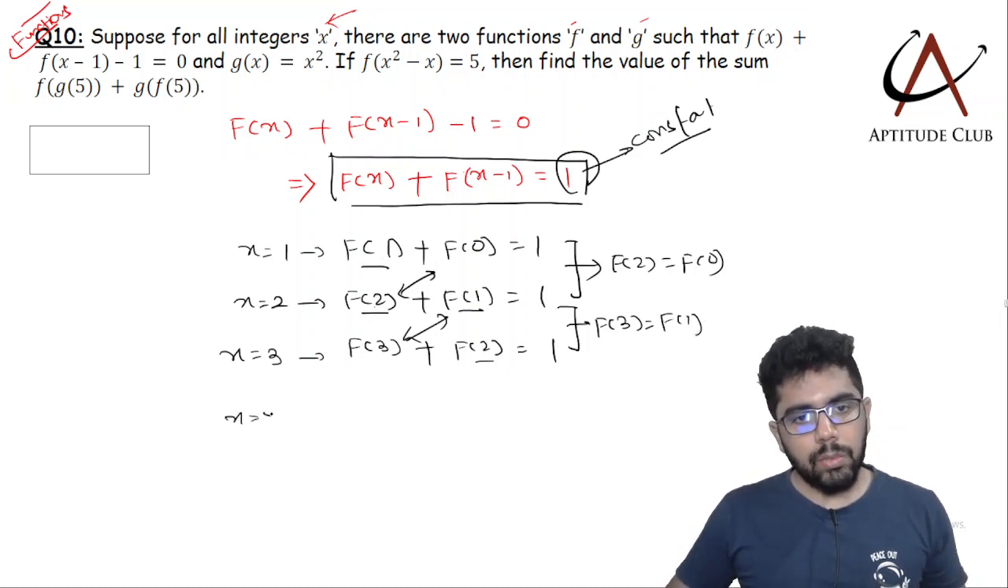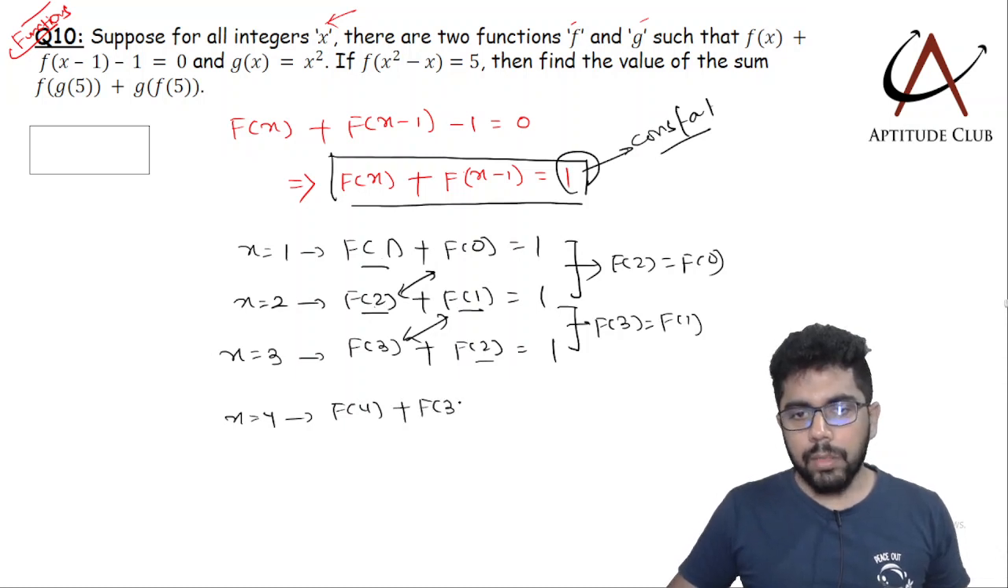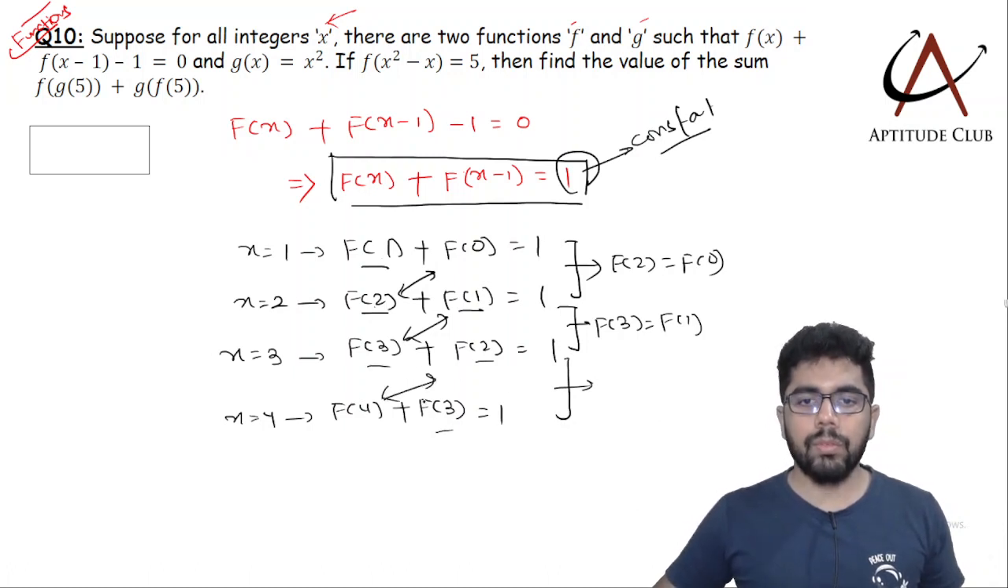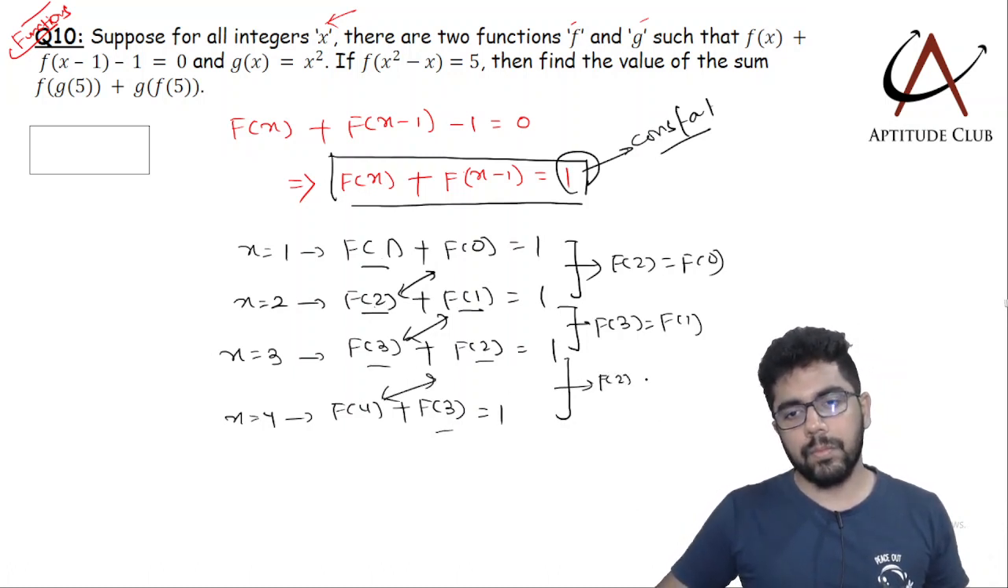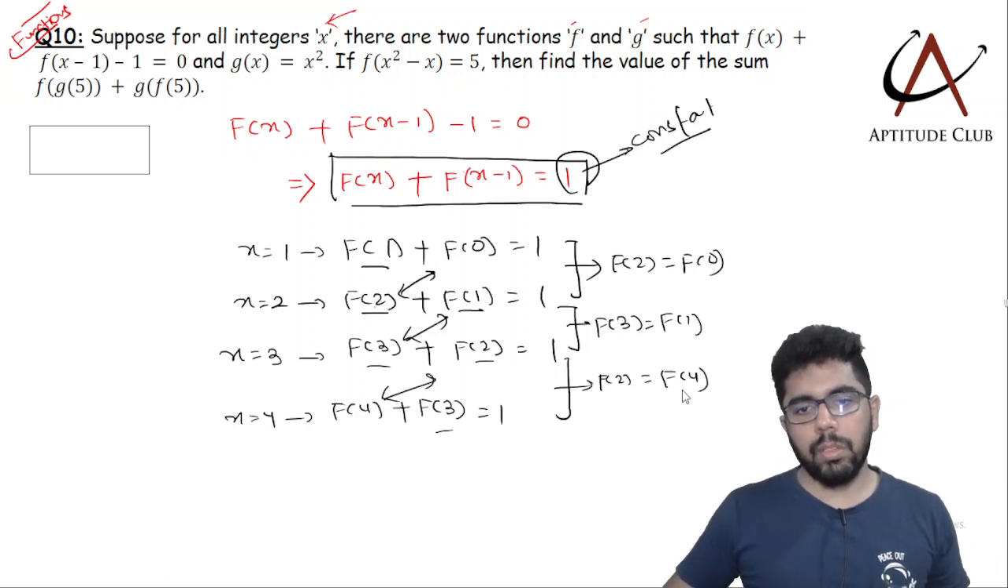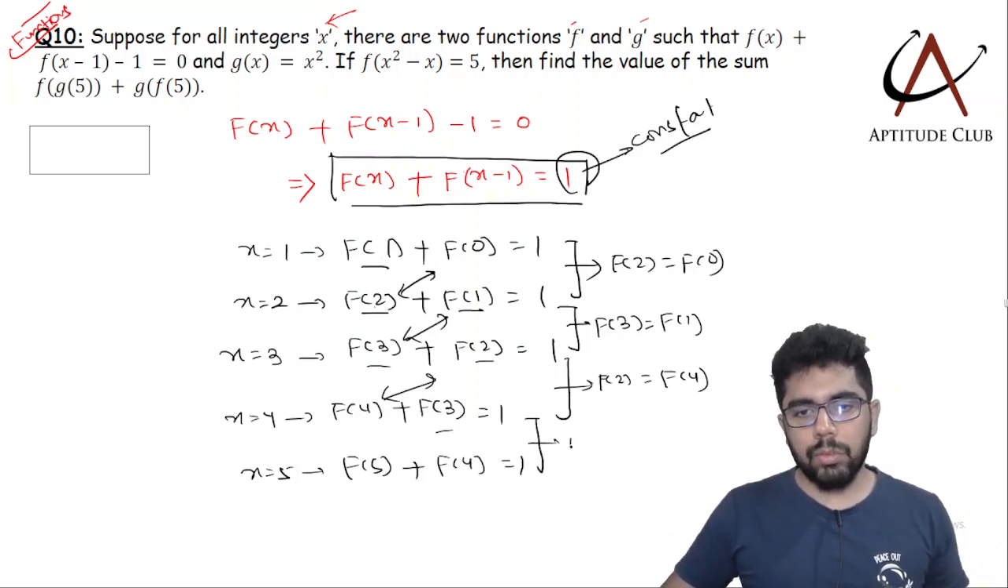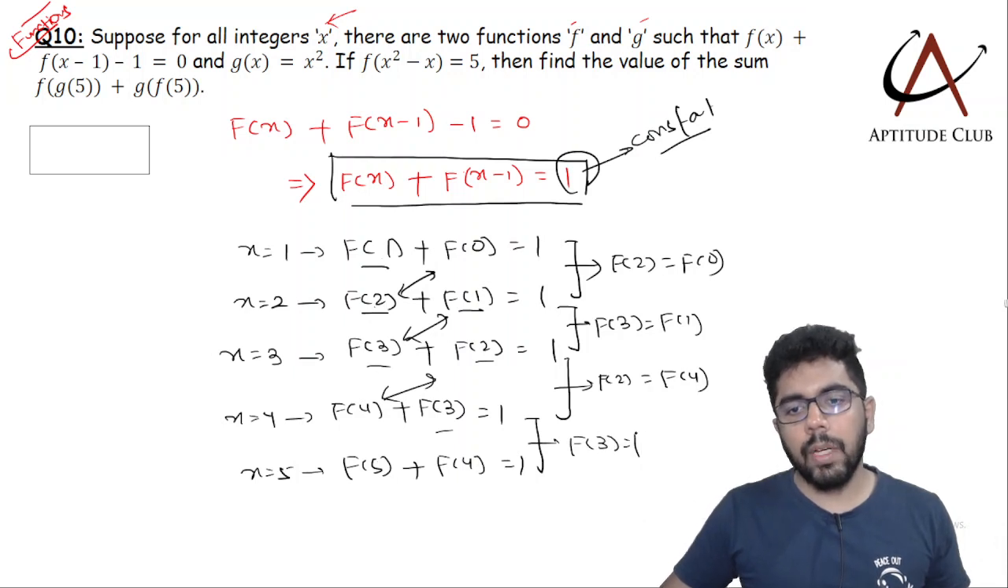Then if I put x is equal to 4, I will get f of 4 plus f of 3 is equal to 1. Again from these two results, f of 3 same, that means f of 2 and f of 4 should be same. F of 2 is equal to f of 4. Put x is equal to 5, so f of 5 plus f of 4 is equal to 1. Again from these two results, f of 3 and f of 5 should be same.